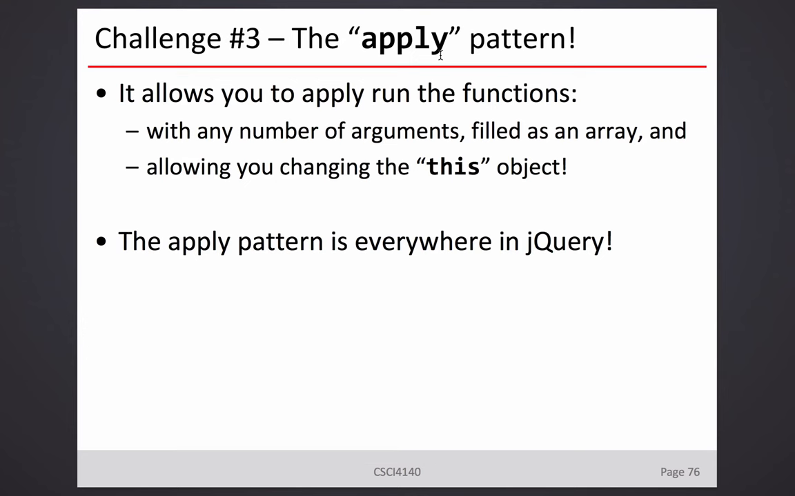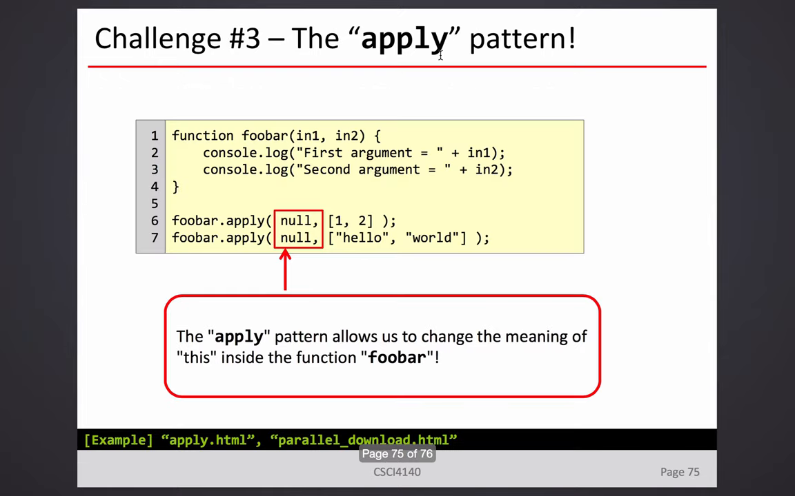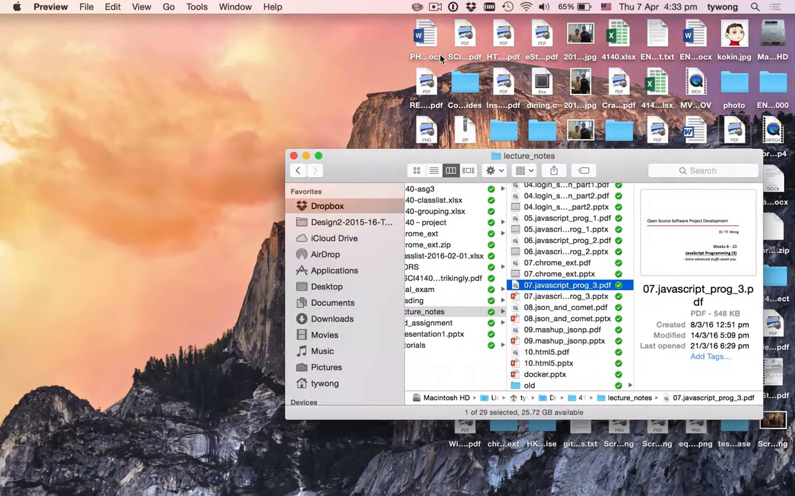And the apply pattern is actually used a lot in jQuery. You know jQuery, whenever you handle something, this is correct, the this object is correct. So either they are using apply or they use the bind function call to fix the this. Okay, so I think that's the end of the leftover of part 2. Any questions?